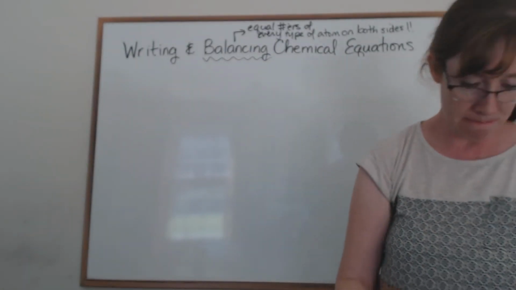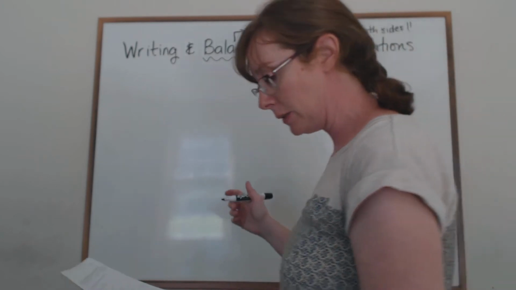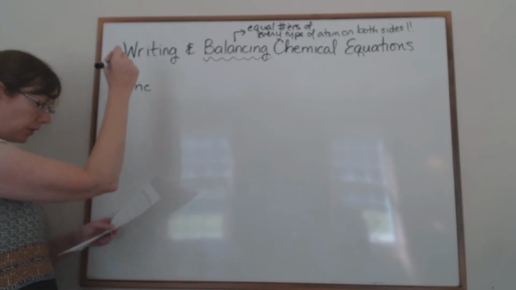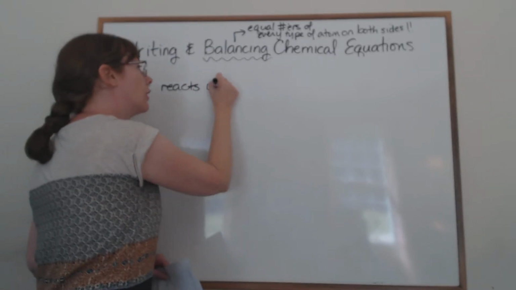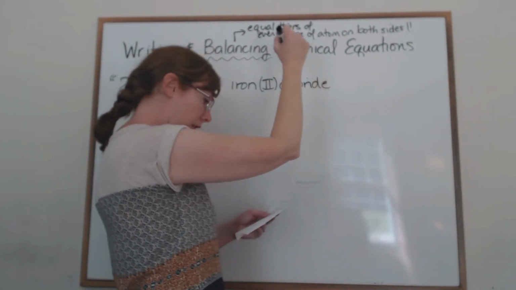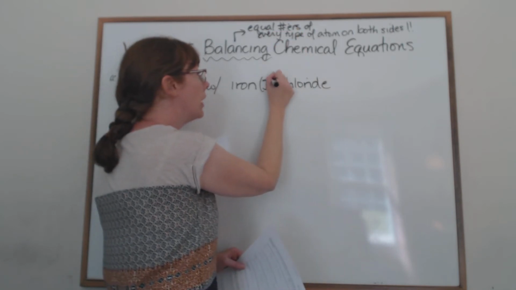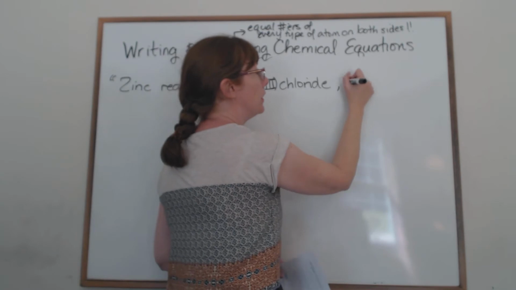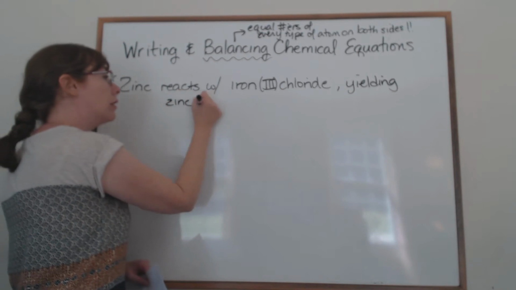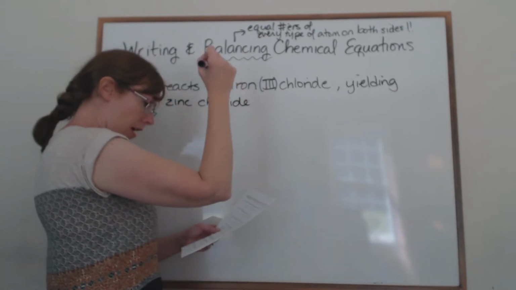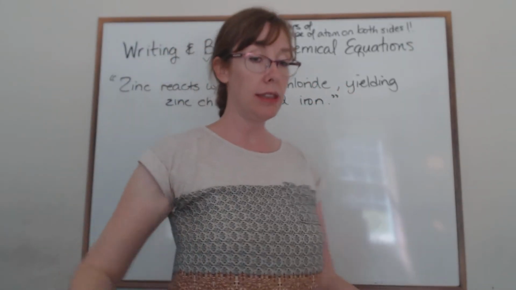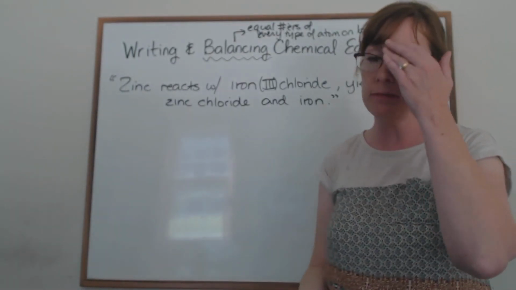How about, let's try this one. Zinc reacts with iron 2 chloride. Oops, sorry, iron 3 chloride. Yielding zinc chloride and iron. Okay, so that is the sentence. We're turning that into a balanced chemical equation.